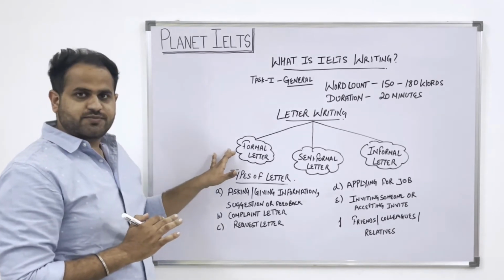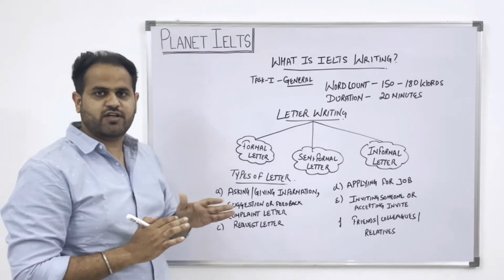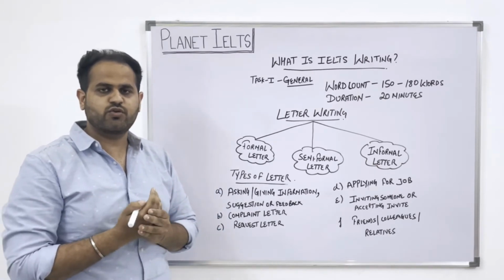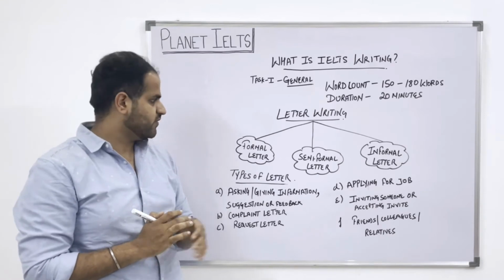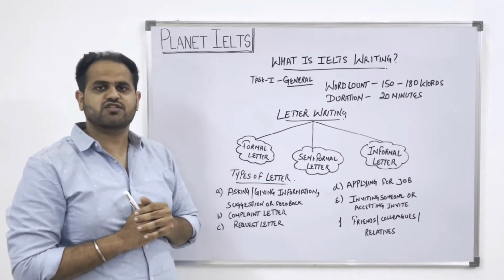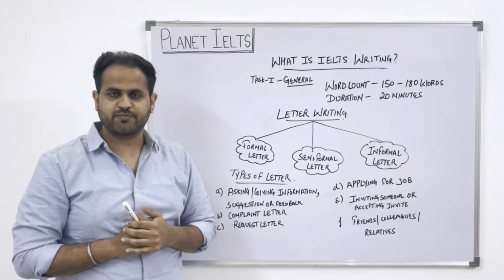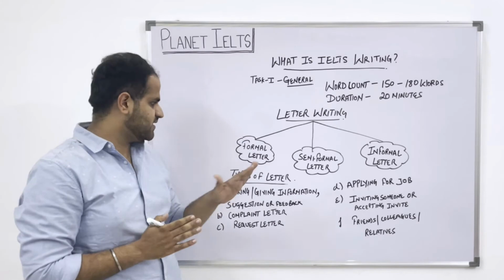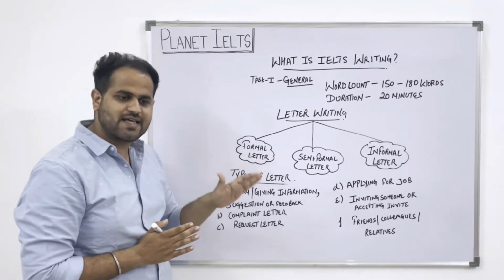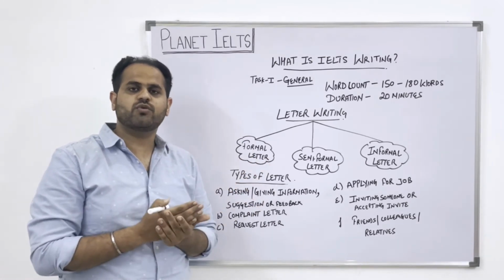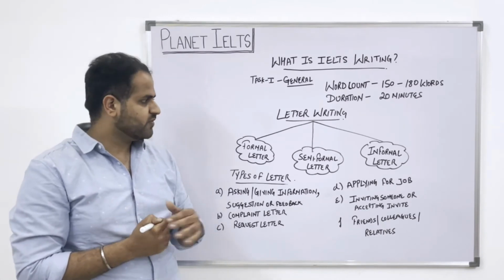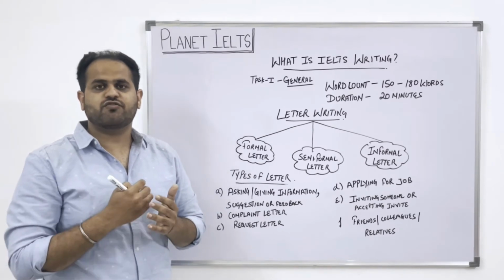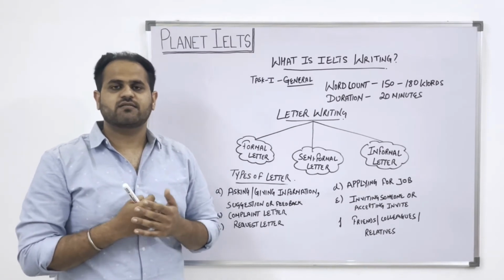Formal letters are those written to anyone whom you don't know, someone at a higher authority, and you don't know anything about that person. Semi-formal letter is also written to someone at a higher authority or a person with whom you have a formal relation. The only difference between a semi-formal letter and a formal letter is that in a semi-formal letter you know the name of that person. If you talk about informal letters, these are the letters written to your friends, family, colleagues, neighbors, etc.